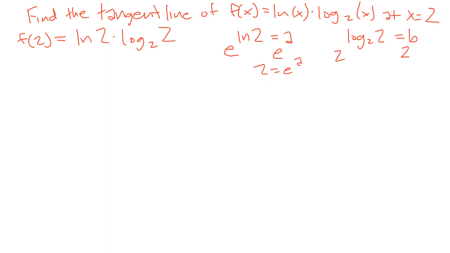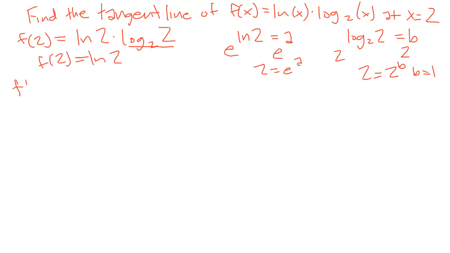But this time, we're getting 2 equals 2 to the b. Well, we know 2 to the 1 equals 2, so therefore we can let b equal 1. And therefore we can let this log base 2 of 2 cancel out to 1. So we can just say f of 2 is natural log of 2. Now let's move on to finding our f prime and our f prime of 2.